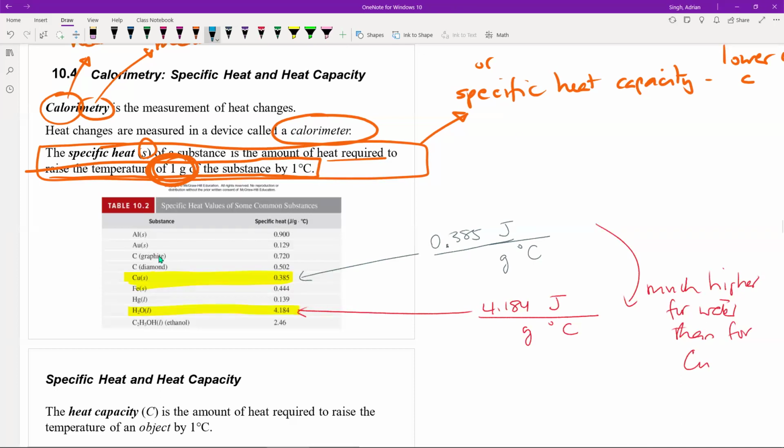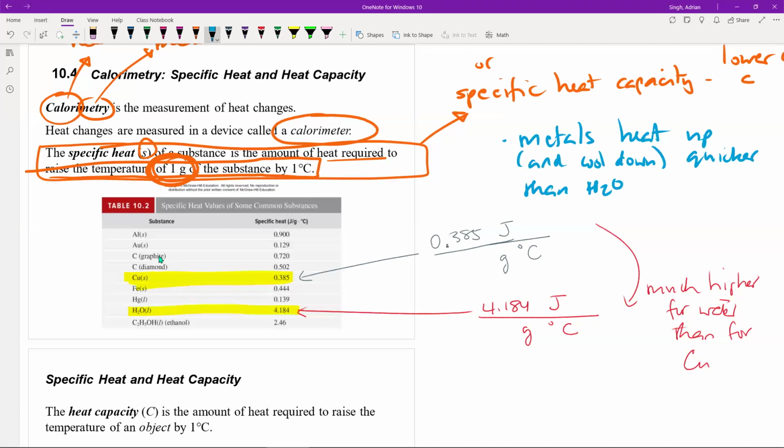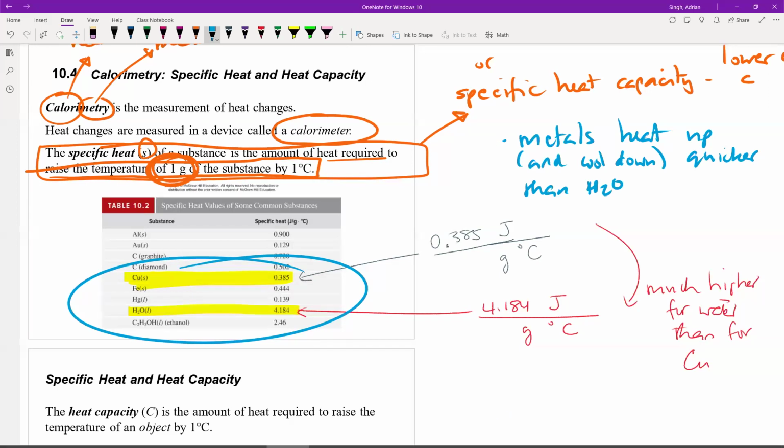And if you think about this, based on your experiences with water and metals, you probably know this from experience: metals heat up and also cool down quicker than water, and to a much greater extent than water does. That is a direct reflection of the differences in specific heat. Something with a low specific heat will heat up and cool down a lot quicker than something with a much higher specific heat.